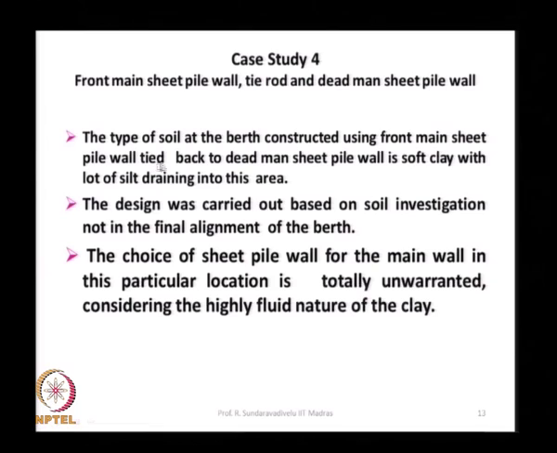One of the mistakes they have done is they used a front main sheet pile wall tied back to dead man sheet pile wall. They used it in soft clay with lot of silt draining into this area. In soft clay, it is recommended not to use steel sheet pile walls, because if you go for the earth pressure calculation, earth pressure will be very high. If it is a medium dense sand, you can go for steel sheet pile wall. They have gone for a soft silt.